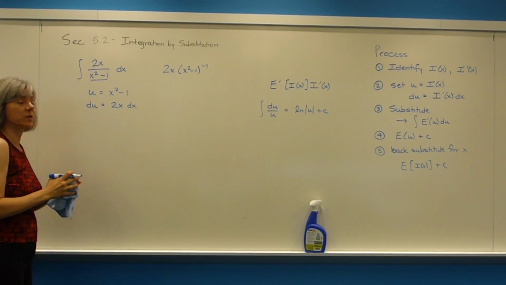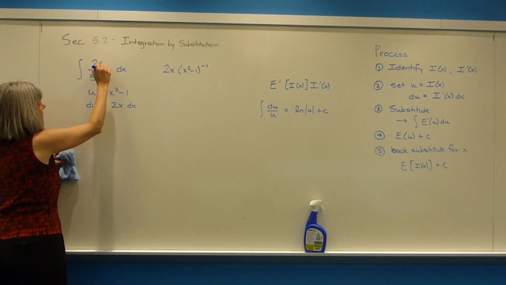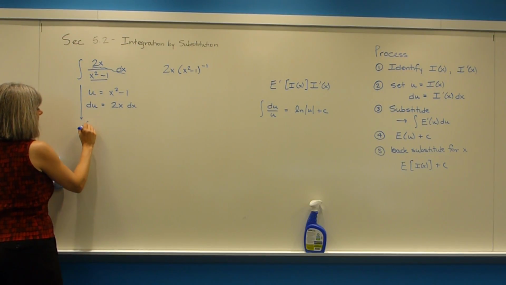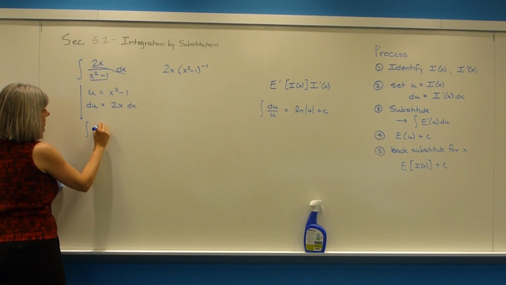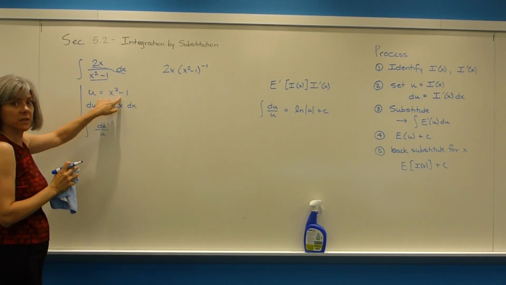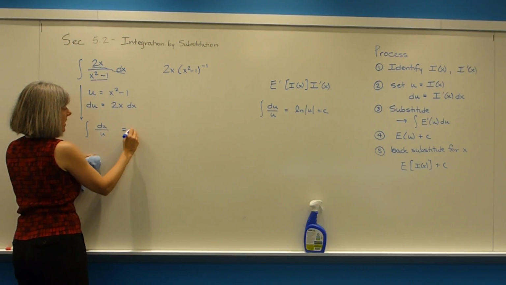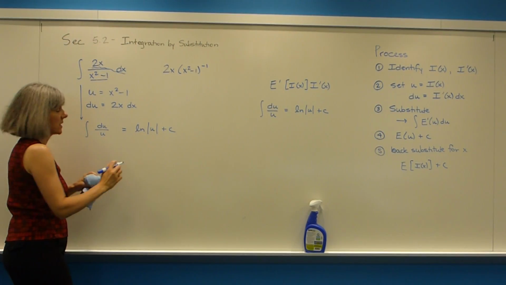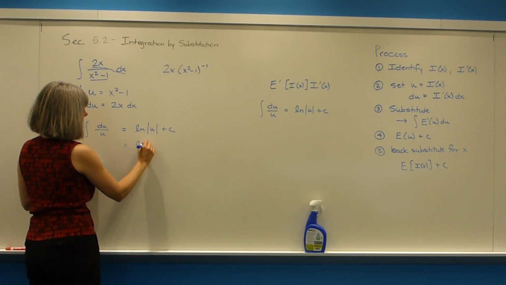And now we need to substitute pieces. Here we see this 2x dx. So that altogether is du divided by u. X squared minus 1 is u. Again, a simple problem. Ln of u plus c. And now we just simply put back in x squared minus 1 for u.